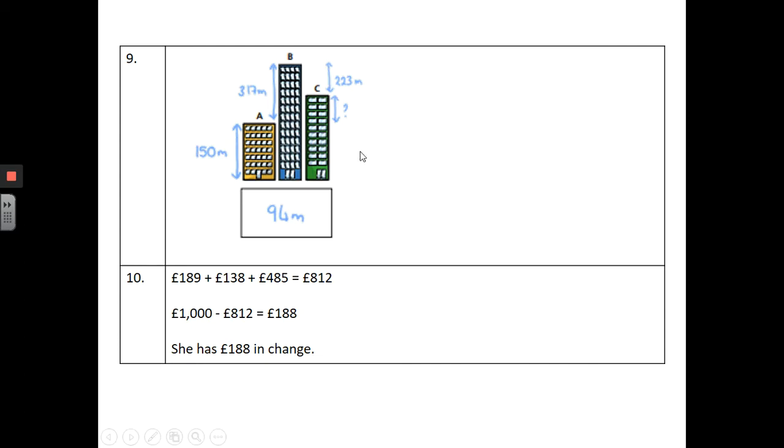Now last one, it's a little bit blurry, but you can see that A is 150 metres tall, B is 370 metres taller than that, and the difference here is 223, so you need to work out this distance here, and that answer was 94 metres. To work this one out, you should have done 150 add this number, 317, that gives you this height. Then you should have done this height, take away this number to get this height. Then you should have done this one, take away this one to get that answer.